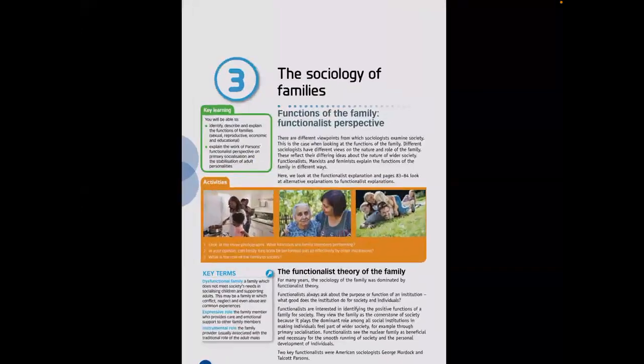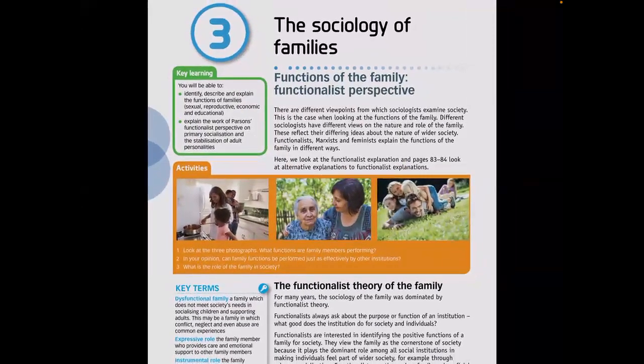Yes. Okay. So I'm going to start a new chapter with you today, which is families. Okay, it's a very important chapter. It's one of the chapters that is very clearly tested in your paper one. It is the first section. Your whole first section is this particular chapter, which is the sociology of families.